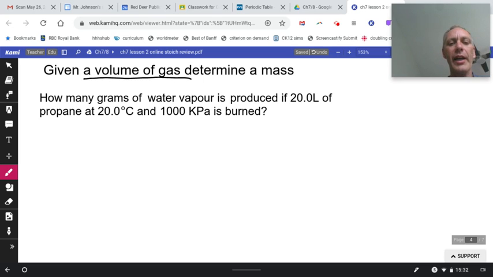Given a volume of gas, determine a mass. Okay, well, we need our balanced chemical equation.